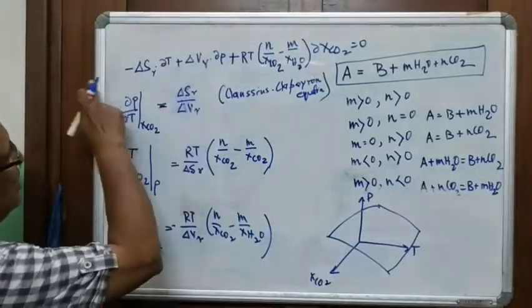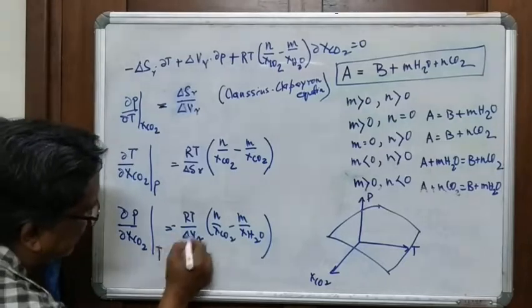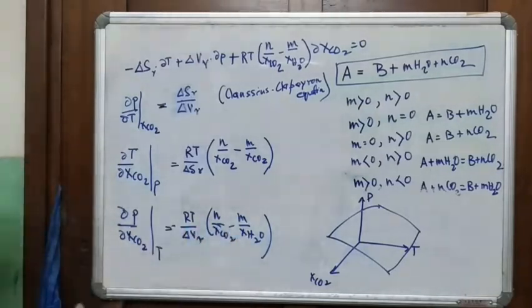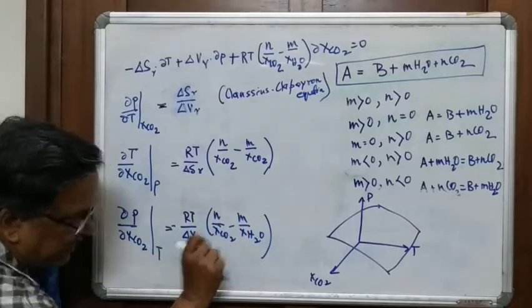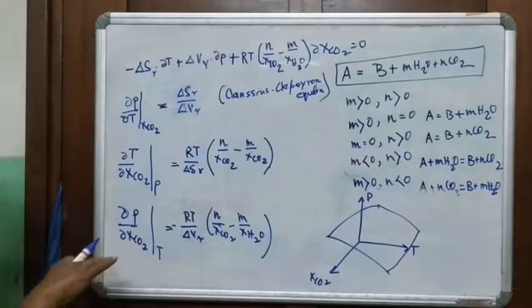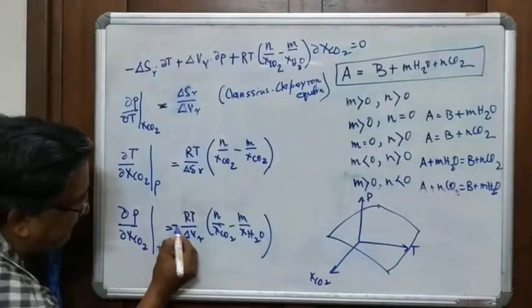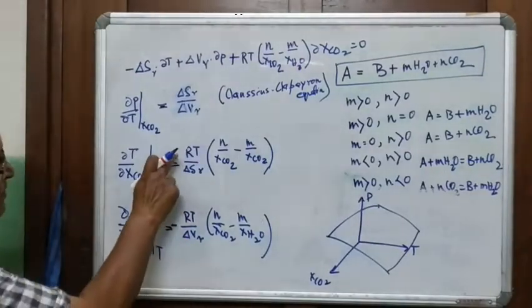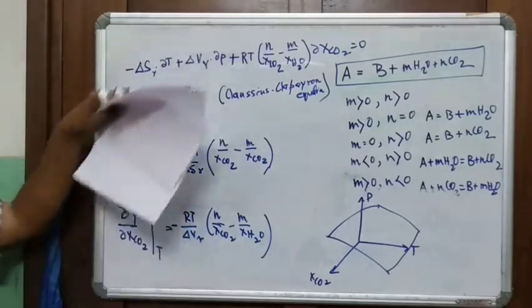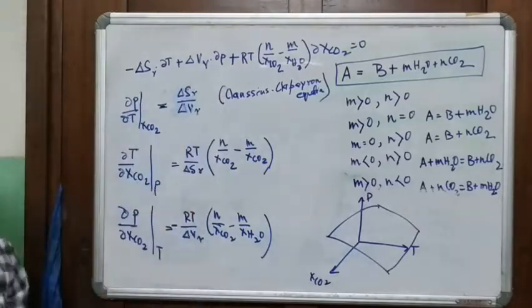So you can see what you will have is minus RT by del VR is equal to N by X CO2 minus M by X H2O. You can remove the negative sign and reverse it. It will be the same. In the book, you will see it is reversed in that sense. But essentially, you have a minus sign here, which is not present in this part, because here you have del X CO2 by del T. So here there is a term minus del SR.